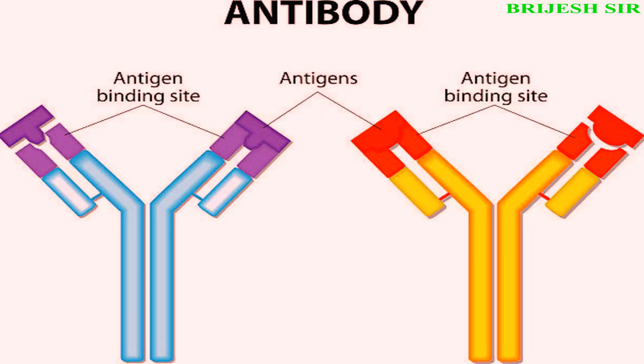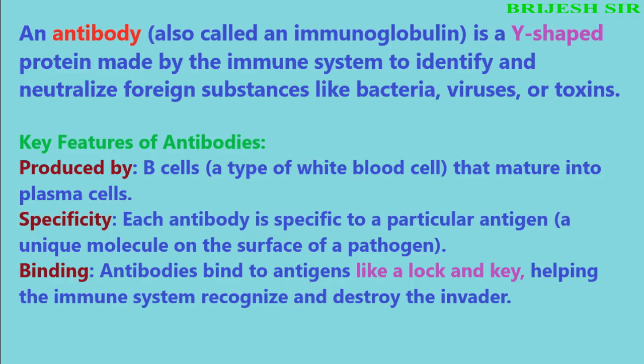Some important terms: antigen and antibodies. Antigens, a foreign substance that stimulate antibody production. Antibody, a protein produced by WBC to fight antigens.